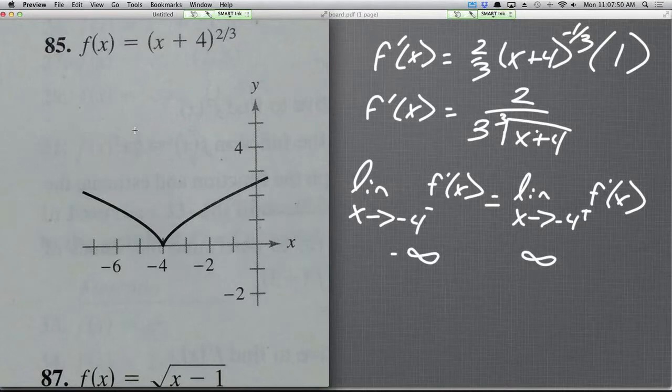There are only two reasons I can say something is not differentiable. What are those two reasons? Not continuous, and the limit of the derivative does not exist. Those are the two things that I can say for something not being differentiable.